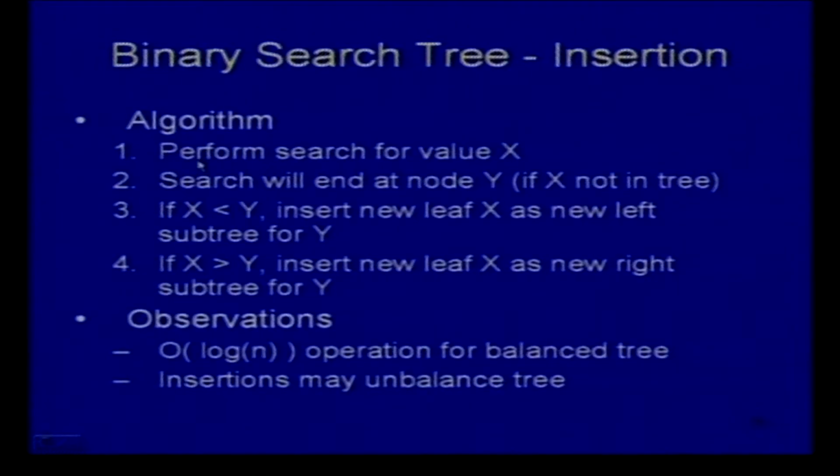The algorithm is: perform search for the value x; search will end at node y if x is not in the tree. If x is less than y, insert new leaf x as the new left subtree for y. If x is greater than y, insert new leaf x as the new right subtree of y. Now, this is the algorithm that we have already seen before, but the issue here is that we want to do a little analysis of this algorithm, because search operation is a very important operation in a lot of computer science applications, including databases, search engines and so on.